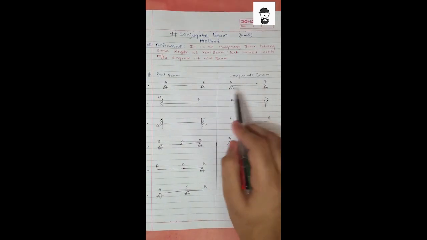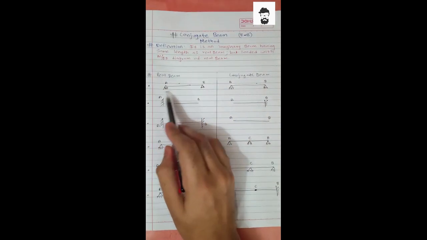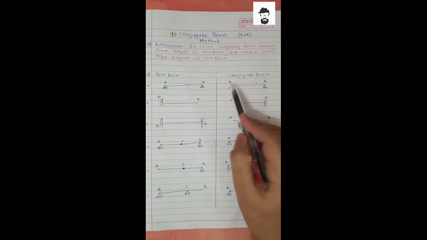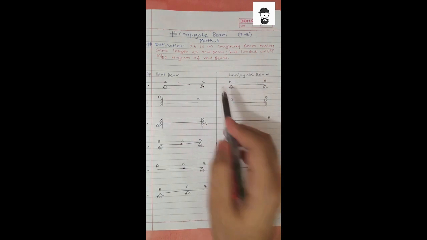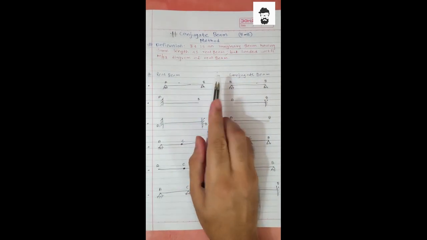Now look at this conjugate beam diagram. At end A in real beam, hinge support was there. So at end A on conjugate beam, hinge support. Extreme ends, hinge support never changes. Extreme end, roller support never changes.